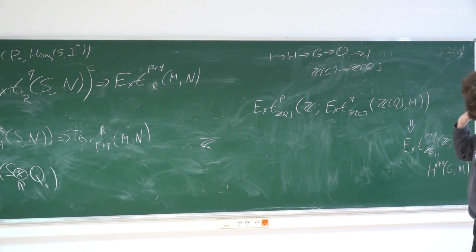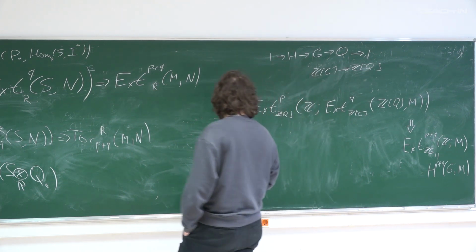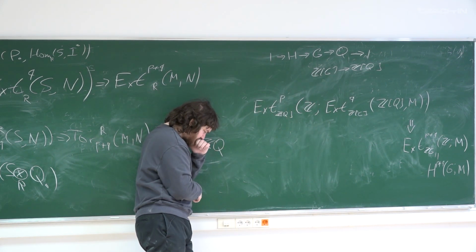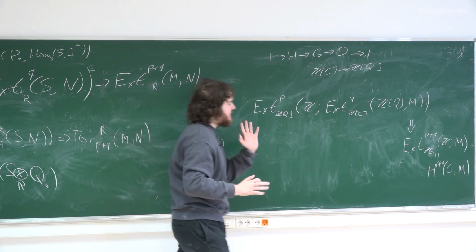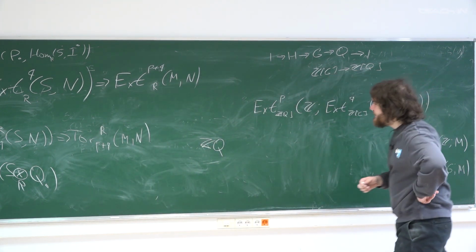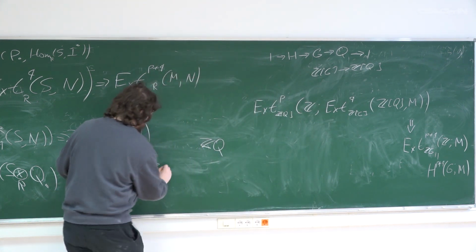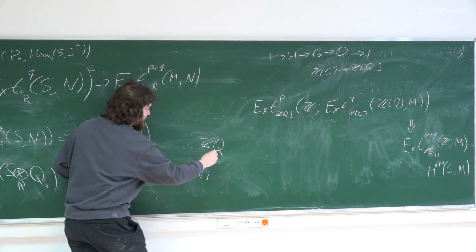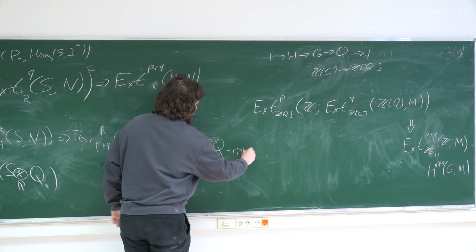No, sorry. Okay, let me consider ZQ. It's right G module. Okay, as G module, of course, it's not free. But I can consider this another group homomorphism, ZH to ZG. This is a right ZG module.